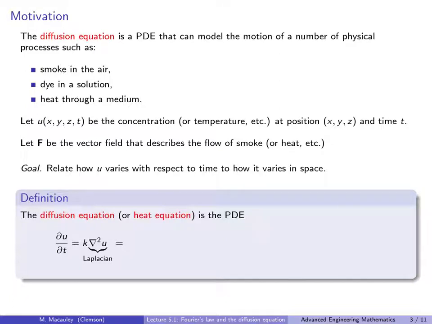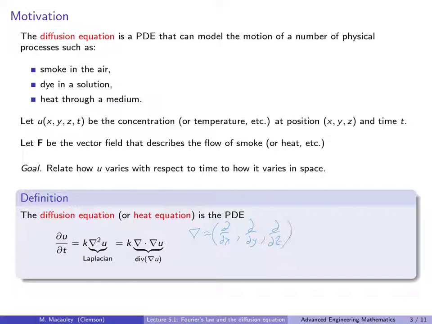So think of this as a physical law, sort of like Newton's law of cooling. The diffusion equation, or the heat equation, is the following PDE. So it's du dt is k times the Laplacian of u. Remember what the Laplacian is? Recall what this del squared is. That's the product of the del operator with itself. And here the del operator is the vector of partial derivative operators, so d dx, d dy, and d dz.